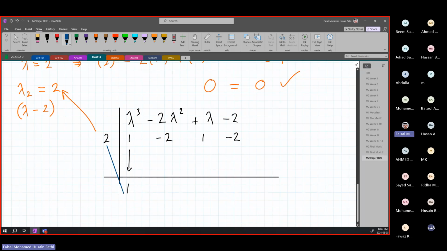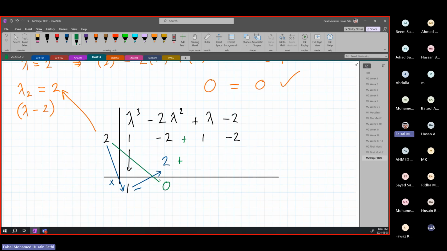Do the multiplication, and whatever the answer is going to go here. So 2 times 1 is 2. We're going to add up these two values. Minus 2 and 2 gives us 0. 2 times 0 is simply just 0.